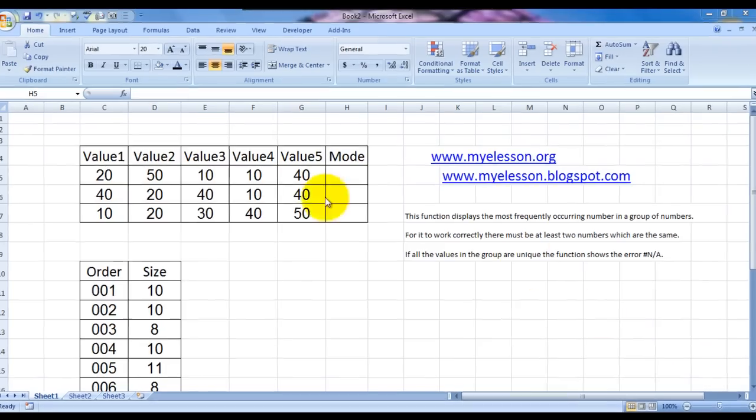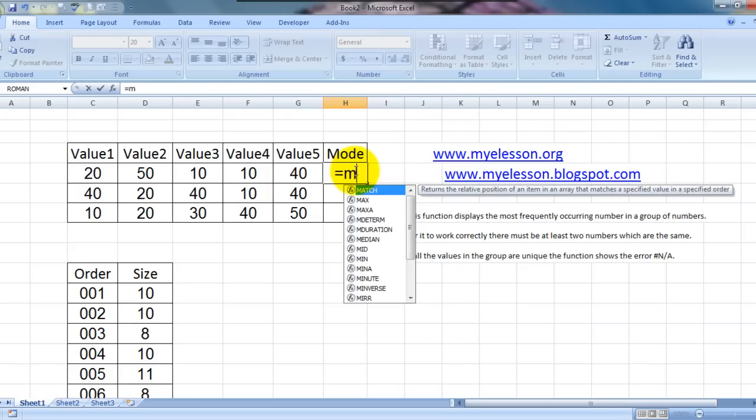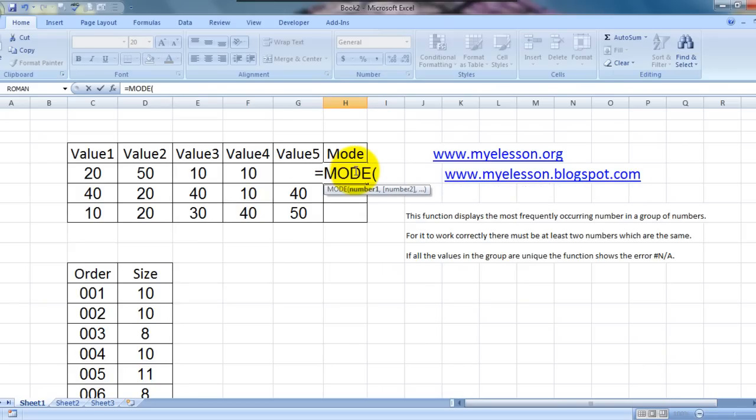So let's start. Is equal to MODE, open bracket, and we select all the numbers in the series of which we want to find the mode. So the mode of this series is 10. Let us find the mode of this group. Again is equal to MODE, open the bracket, select the range. The mode is 40 because 40 occurs at least 3 times over here.